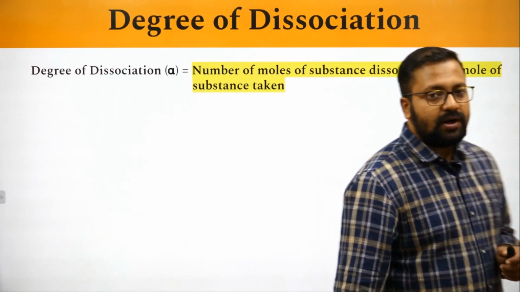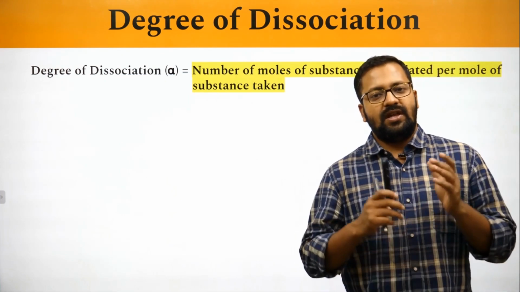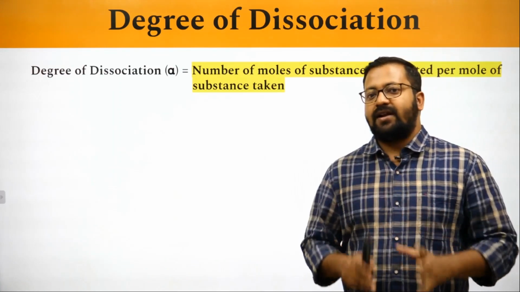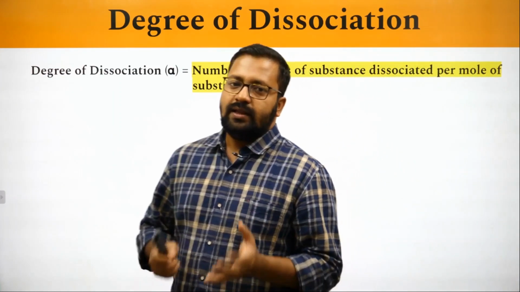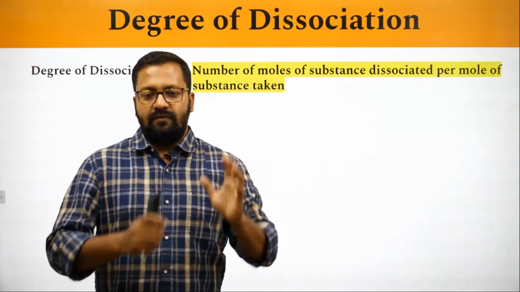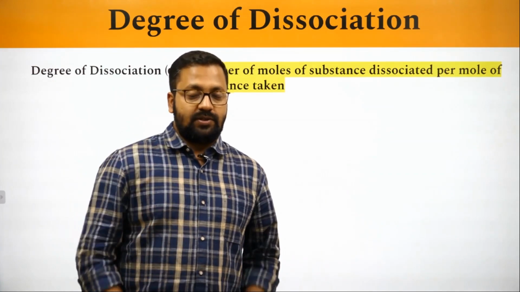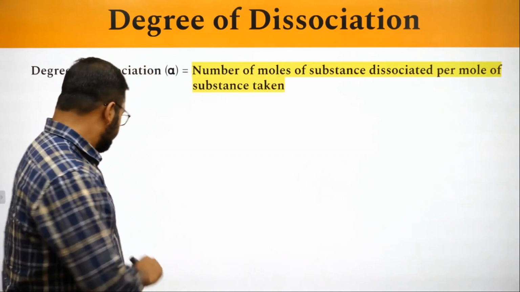The next concept is about degree of dissociation. Now, what is degree of dissociation? Degree of dissociation is the amount dissociated per mole of reactant which is taken. If a substance is undergoing dissociation, then for every mole of reactant which is dissociated, we calculate the degree of dissociation. So it is calculated per mole of substance. Now, there are various ways to do it. Let's look at some ways.